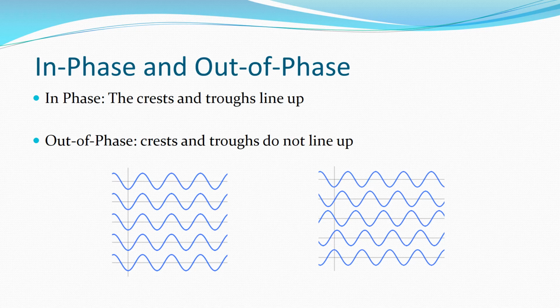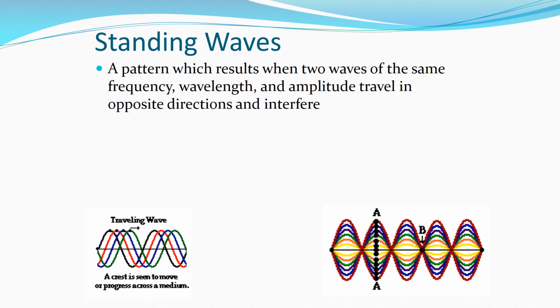In phase and out of phase. In phase means that the crests and troughs line up with each other. Out of phase means the crests and troughs do not line up with each other. So are they synced or are they not synced? Standing waves are something that we will talk about more in another video. Standing waves are what happens when two waves of the same frequency, wavelength, and amplitude travel in opposite directions and interfere with each other.